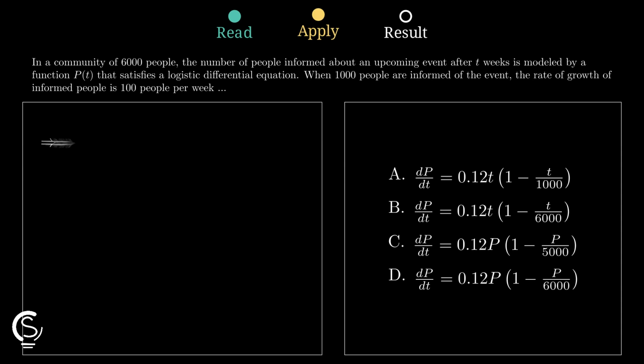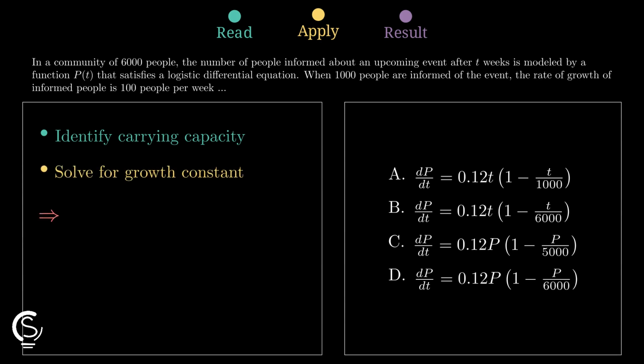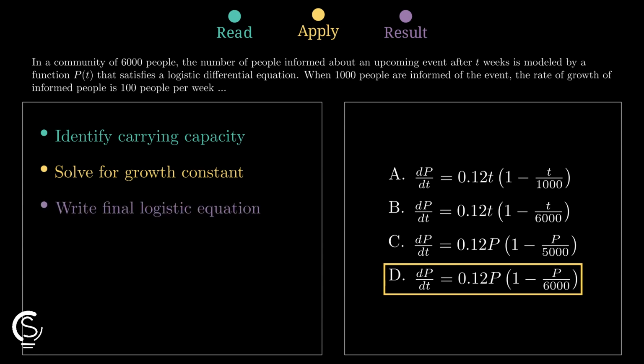Next, we use the given rate of 100 people per week when 1,000 are informed, plug these values into the general formula to solve for the specific growth constant K. Finally, calculating the growth constant gives us 0.12. Combine this with our carrying capacity to build a full equation. This matches the structure we see in our final choice.